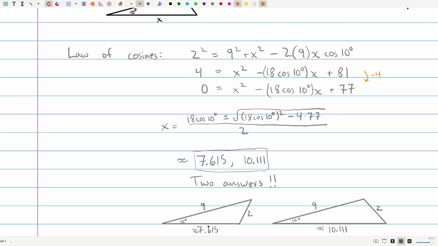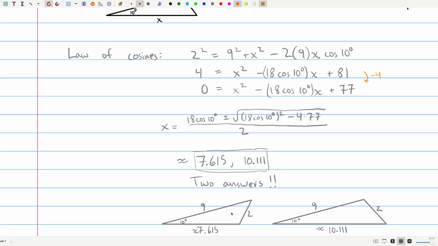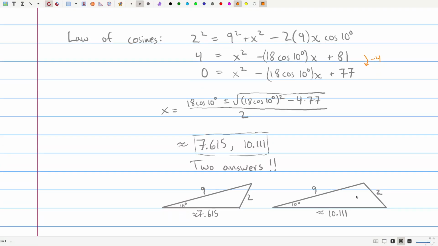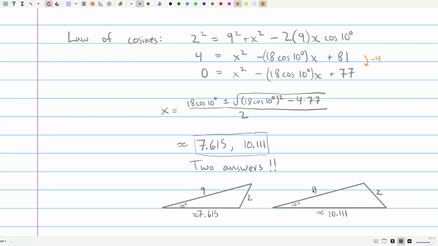And we can also see that it does make some sense. So in a triangle, the sum of any 2 side lengths has to be greater than the third side length. So 7.615 plus 2 is 9.615, which is bigger than 9. Great, that's possible. Oh, and also 9 plus 2, that's definitely bigger than 7.615. And over here, 9 plus 2 is 11, which is bigger than 10.111, so that's good. 10.111 plus 2 is bigger than 9, and of course 9 plus 10.111 is bigger than 2.